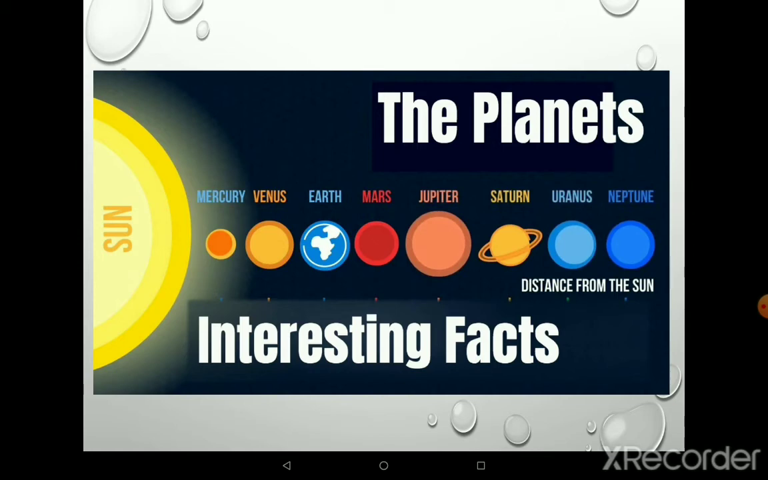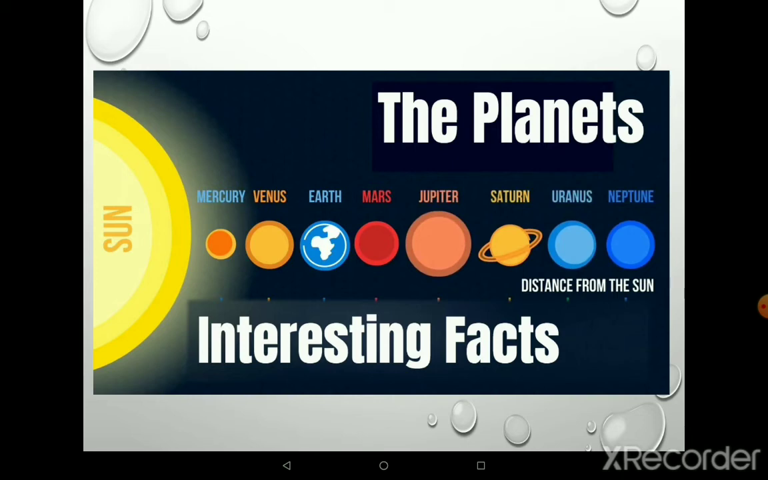They also rotate on their own axis while revolving around the sun, means while they are revolving around the sun, they move on their own axis, or around themselves. All planets are spherical in shape and they vary in size and composition.